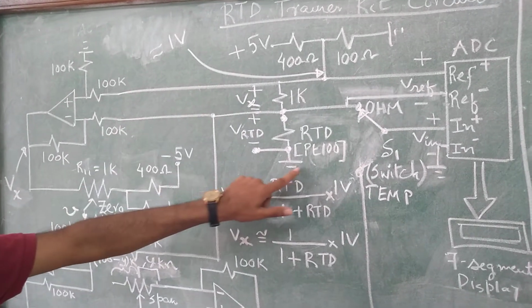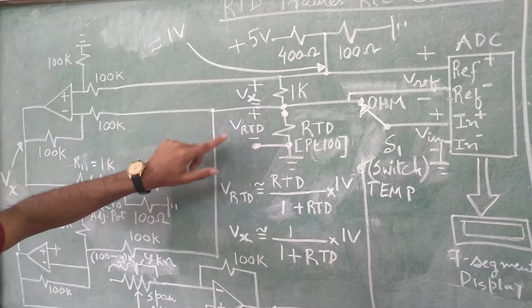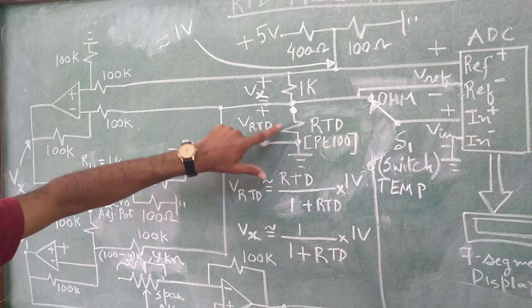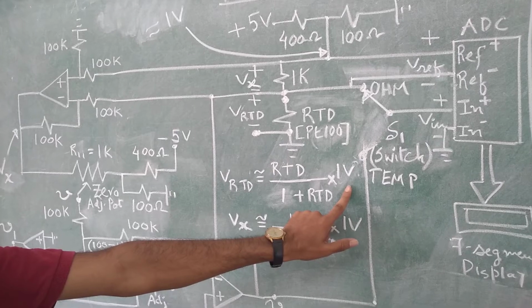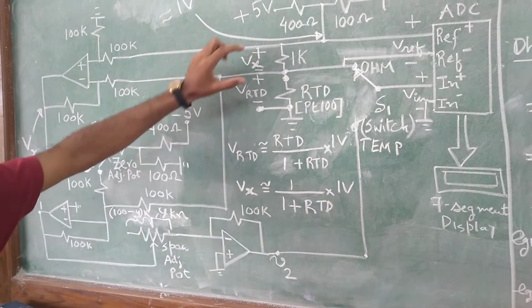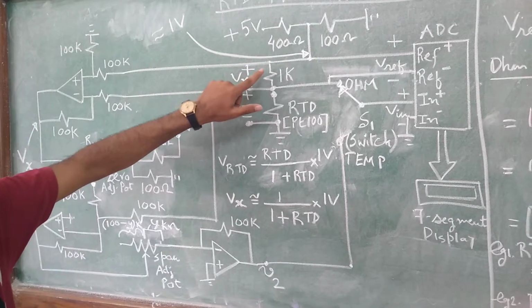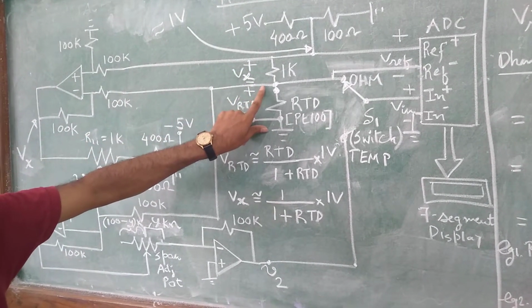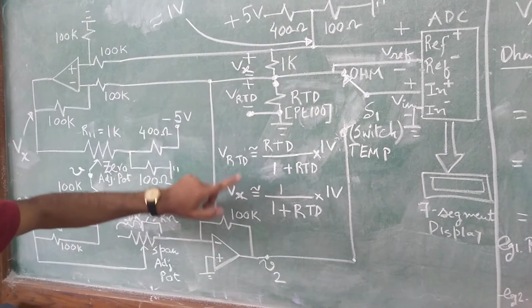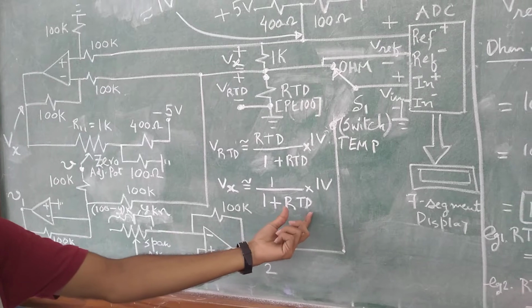In this divider circuit, again disregarding the load resistances, we can say that the voltage across the RTD will be RTD divided by 1 plus RTD multiplied by 1 volt, where RTD is in kilo ohms. And Vx, which is the voltage difference across this 1 kilo ohm resistor, we can state as 1 volt minus VRTD, or we can frame a voltage divider equation out of this also and state this as Vx being 1 divided by 1 plus RTD. Again, RTD is in kilo ohms.